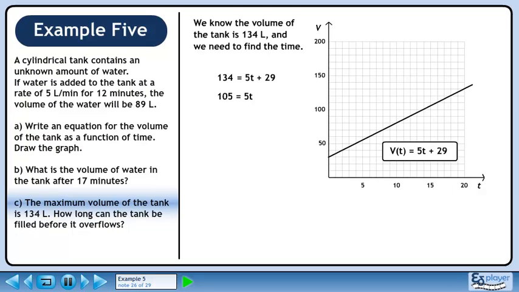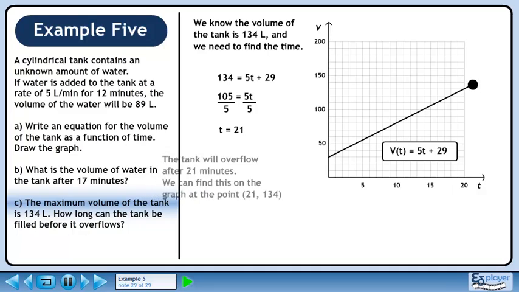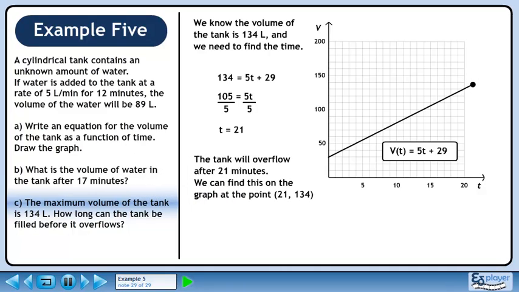Subtract 29 from both sides to get 105 equals 5t. Divide each side by 5 to isolate t. The value of t is 21. The tank will overflow after 21 minutes. We can find this on the graph at the point (21, 134).